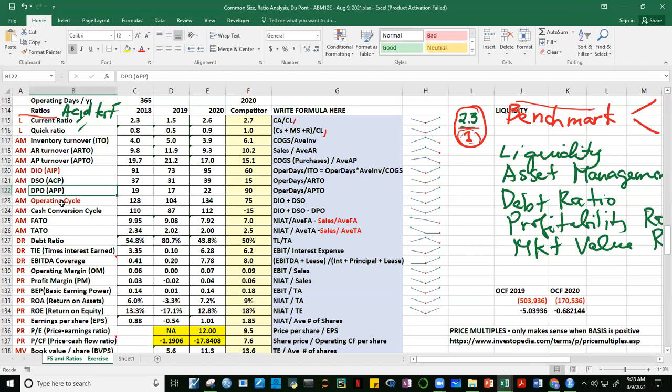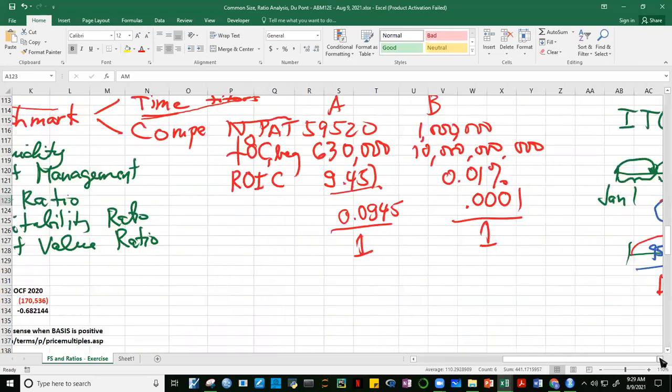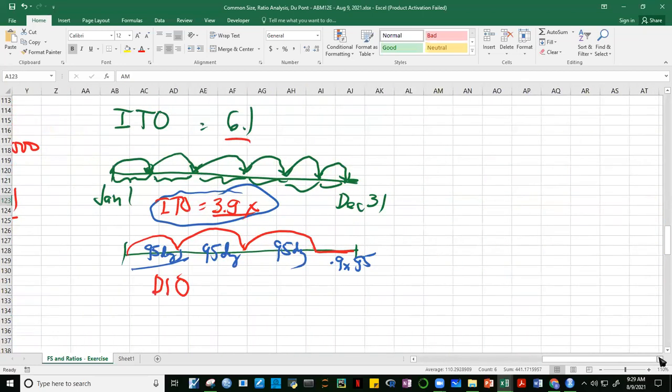Now we look at it on a broader aspect, which is what we call the operating cycle. The operating cycle is obtained by adding your days inventory outstanding and your days sales outstanding. So let's look at this. 134 versus 75. So what does that mean? 134 for our competitor and 75 for the company.